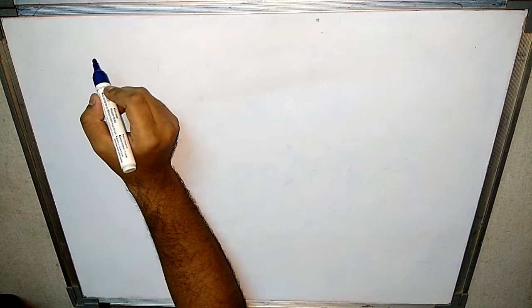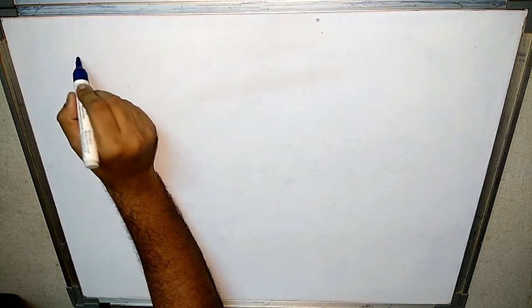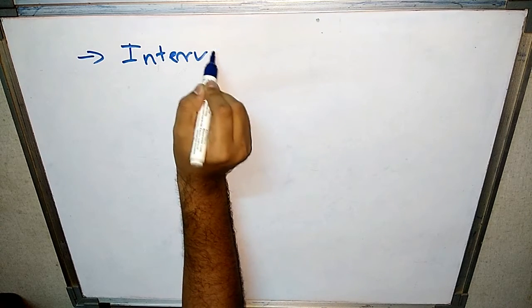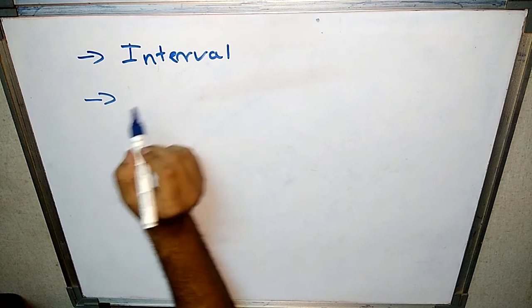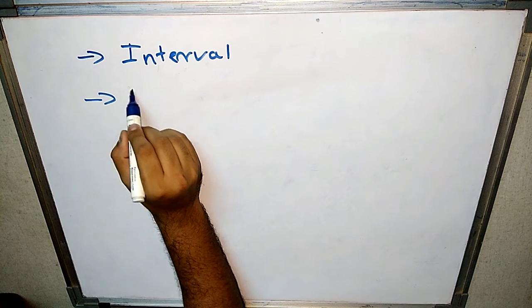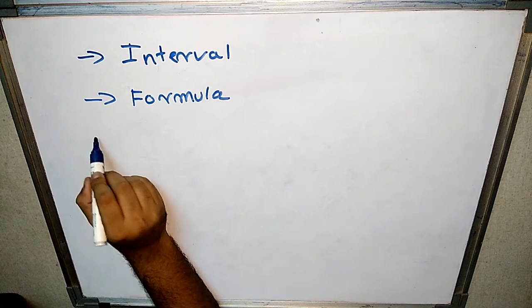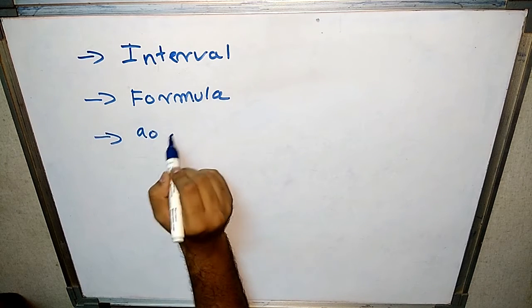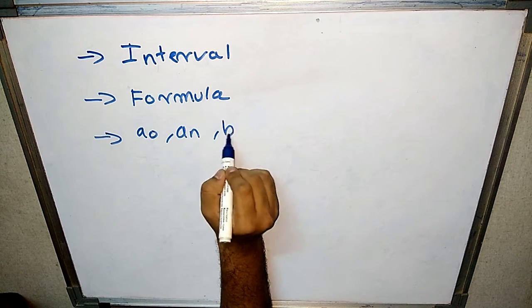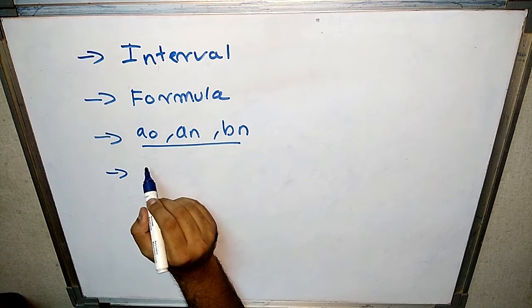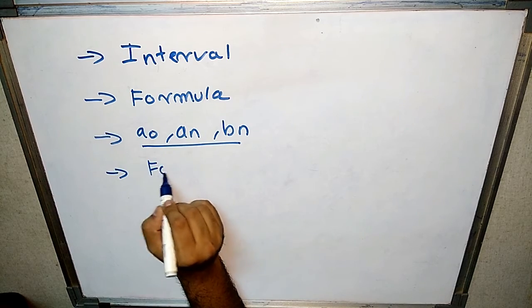So let's start with the normal type of Fourier series examples. What is the sequence to solve this type of examples? First, identify the interval. Second, write the formula. Third, find a0, an, bn, and finally substitute these values in the Fourier series formula.